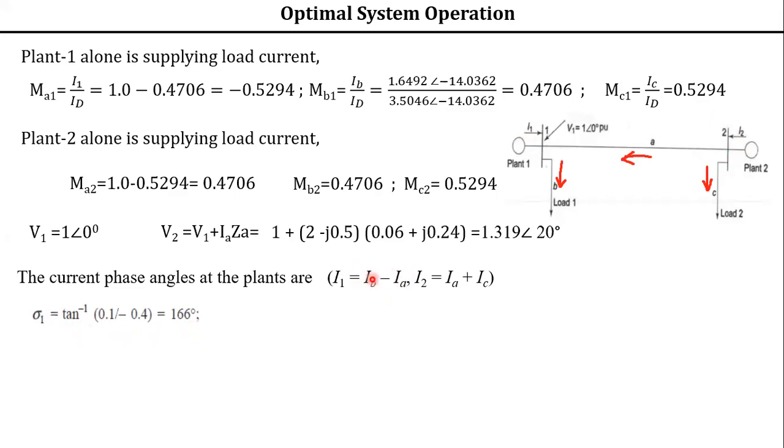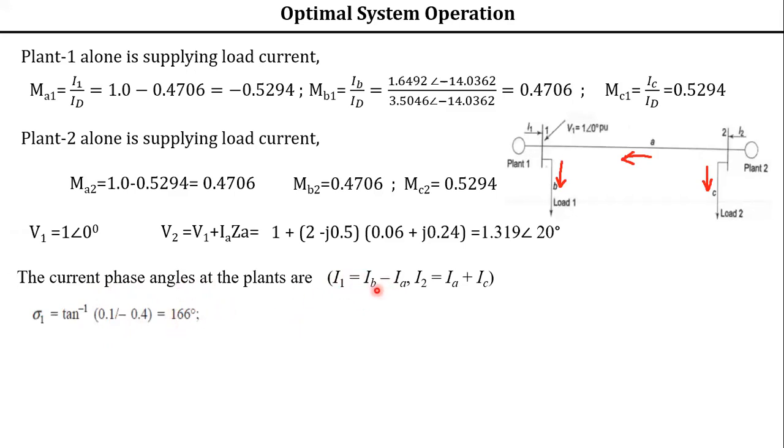Simplify that, and you will get some value in rectangular form or polar form. I think in rectangular form only you will get. Convert that rectangular into polar form. Whatever angle you are getting, this is your angle sigma 1, 166. Forget about this one, because 0.1 by 0.4 is nothing but imaginary value by real value. So what is the resultant I1? Can anyone tell I1 from this relation? It is nothing but minus 0.4 plus j0.1. You will get 166 degrees.